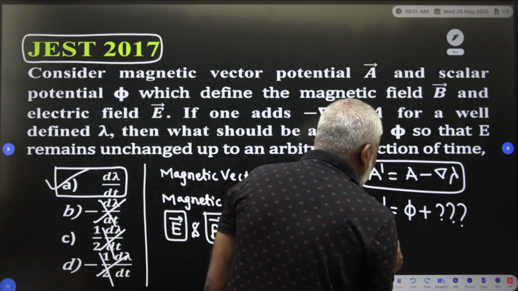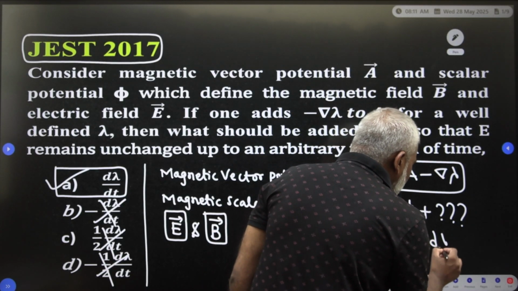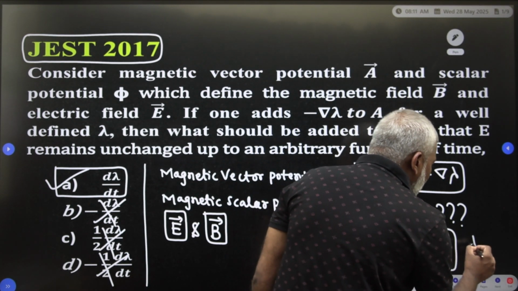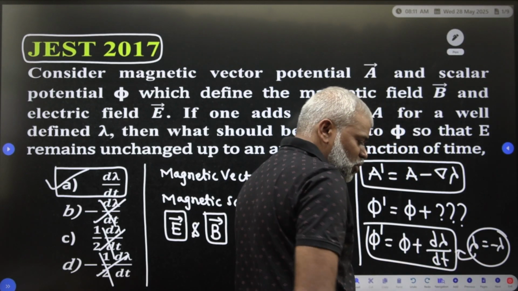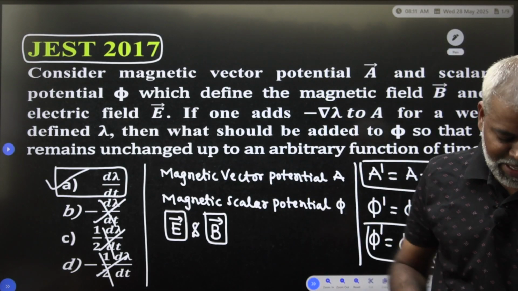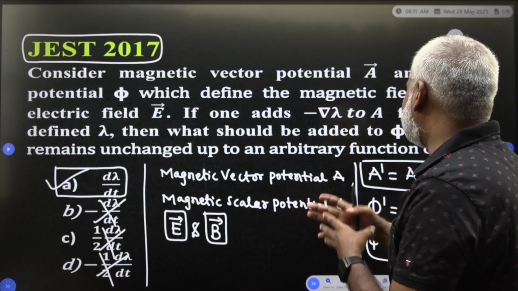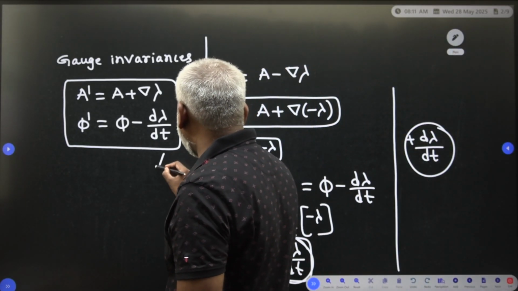What are we adding? Phi dash is equal to phi plus d lambda by dt, because lambda is equal to minus lambda, we are substituting under the gauge invariance. Clear? So like this we have to do these gauge invariance questions. These two gauge invariances are very, very important.